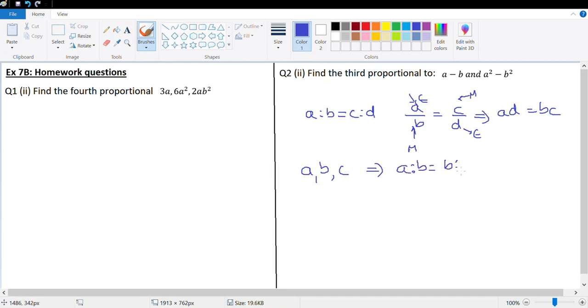Now, three non-zero terms are said to be in continuous proportion if A is to B is equal to B is to C. If I write it in the fraction form, that will be A upon B is equal to B upon C, which means B square is equal to AC. Now, B is the mean proportion.